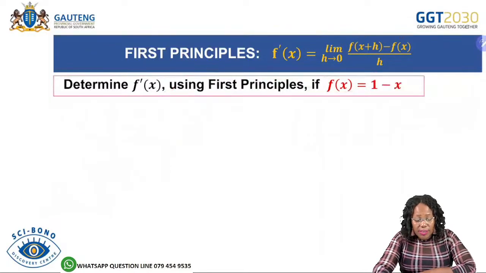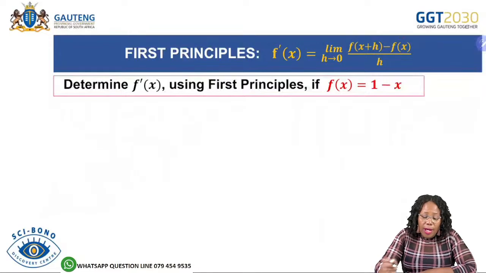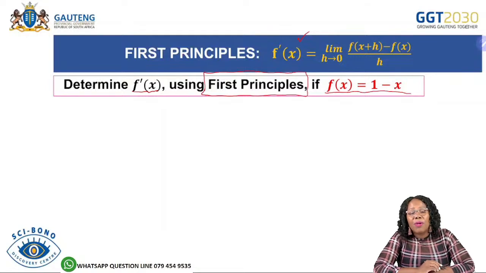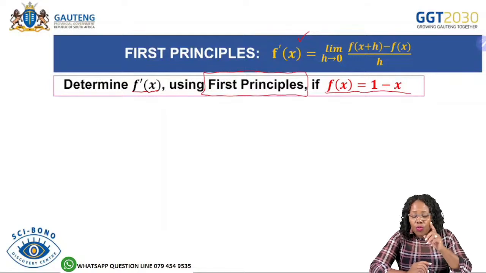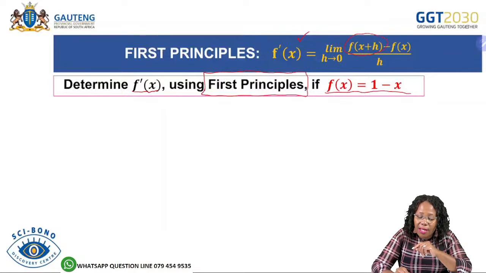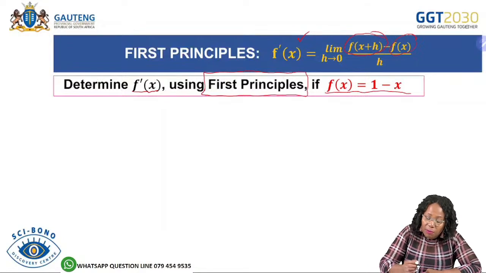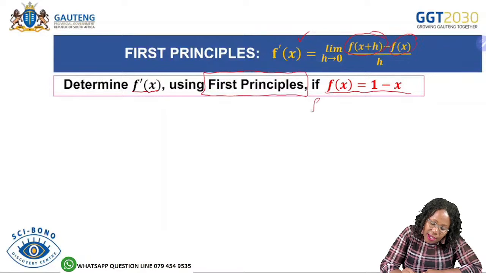Second problem, second activity, we are still determining the derivative of the function f at x using the first principle. That means we are using that equation of the f at x equal to 1 minus x. Remember, the first step that you do, you determine the f at x plus h, because f at x you already have. So now let's do so. Look at f at x plus h.